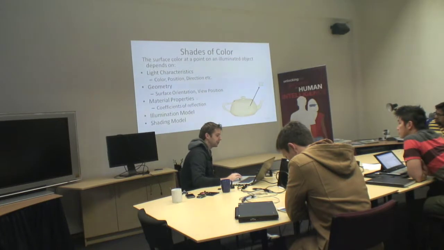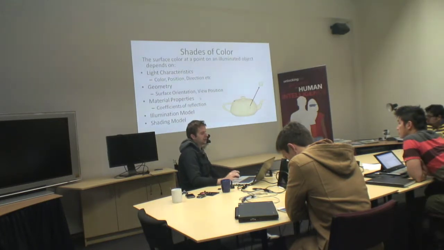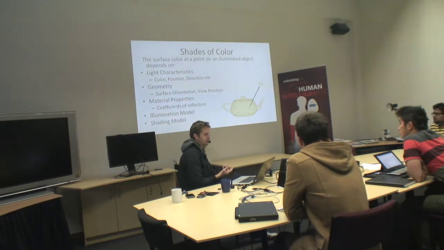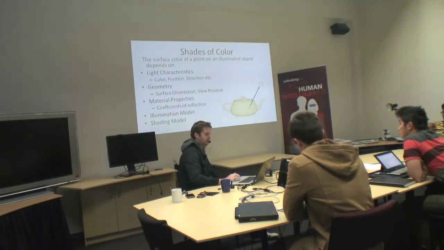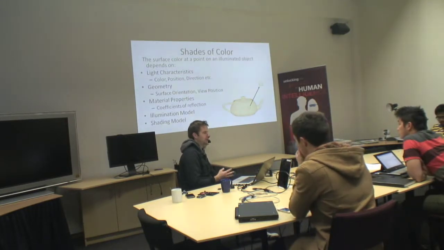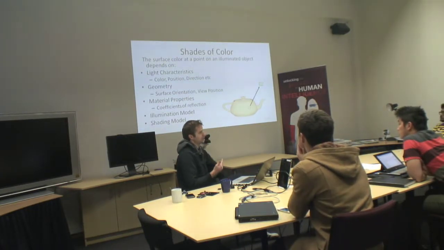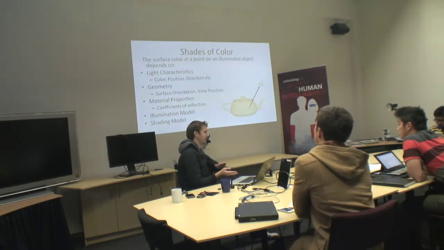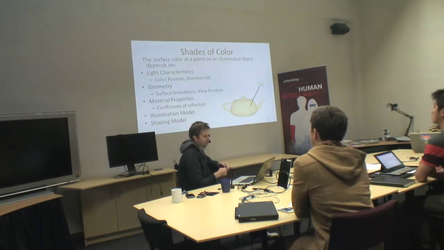Then there are also the material properties of the object, so coefficients of reflection. You can make things more or less reflective, so you could have a very matte teapot like this one here, or a really shiny one, as if it were made out of chrome, so that it reflects the light. Then there's also which illumination model you use. There are various mathematical models which try to mimic different types of lighting, and they may be more or less accurate, which means they may be faster or slower to run.